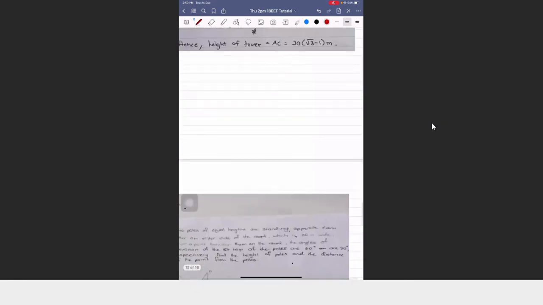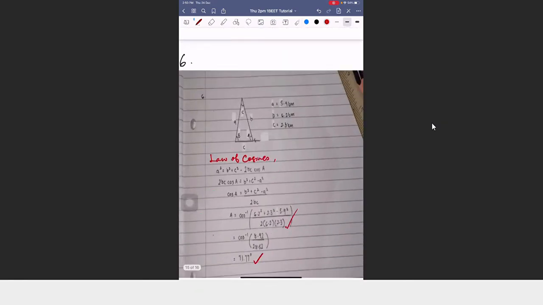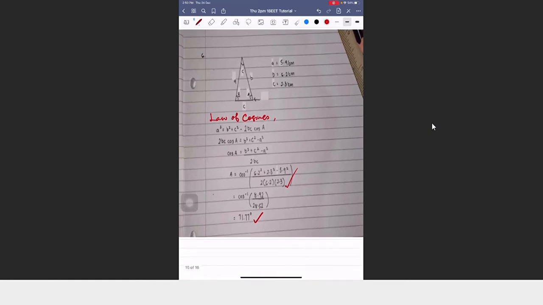Madam, if the question asks for the nearest degree, do we have to give a whole number? Oh yes, this question asks for the nearest. Let me see the question. Yes, to the nearest degree. So that means it's not 71, it has to be 72. So you have to give this answer. If it is mentioned in the question, you must give this answer. If you don't give it to the nearest, then you still lose 1 mark, one last mark.